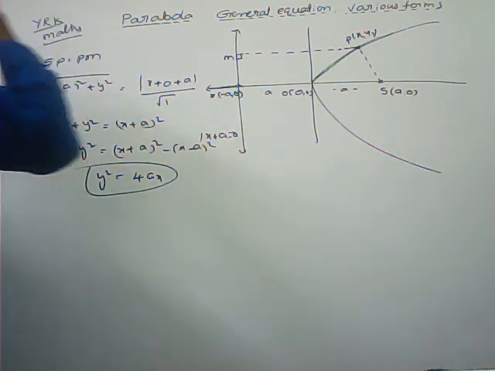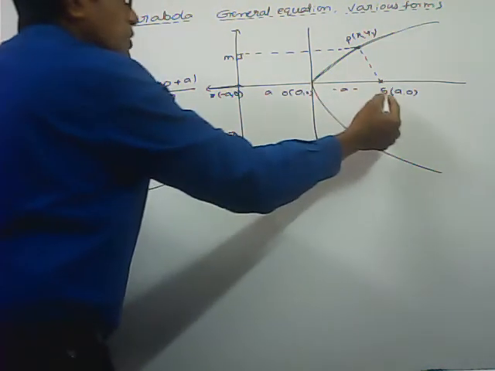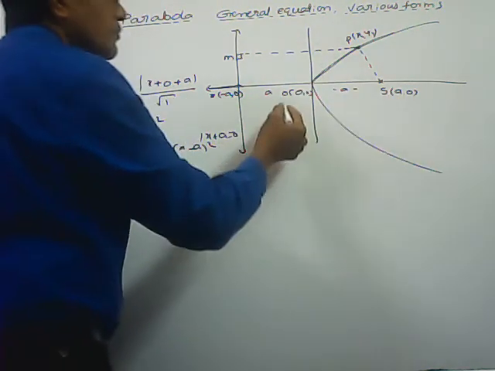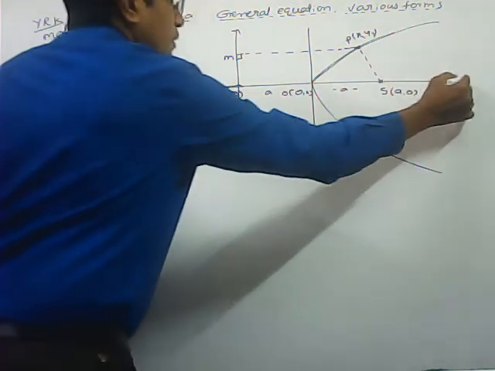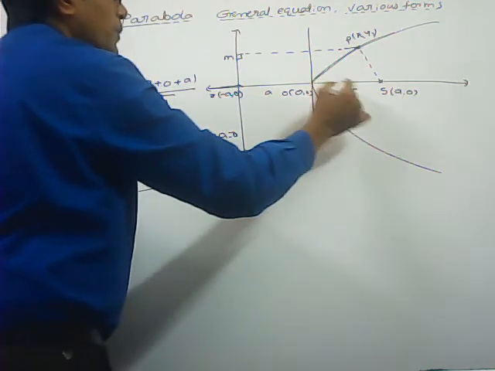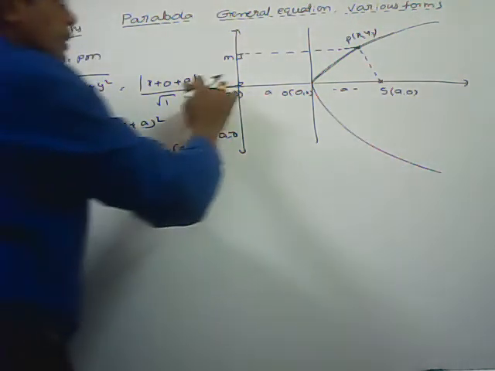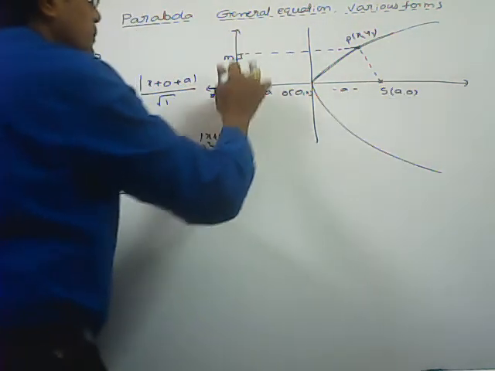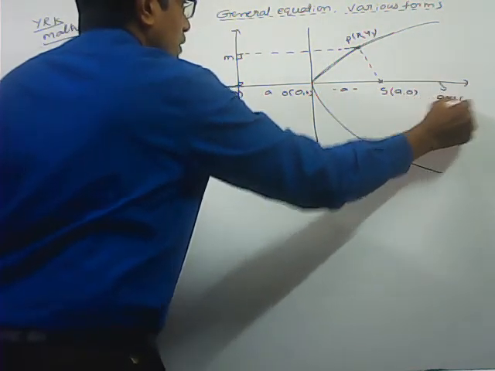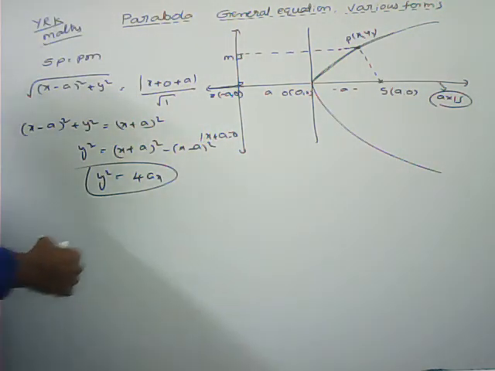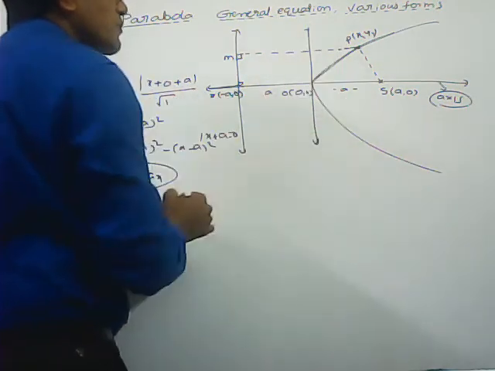Now here, the terms, how to get the terms? Here the fixed point we say focus. The line that passes through the focus and is perpendicular to the fixed line, the directrix, that one we say the axis of the parabola. And this one we say the tangent at the vertex.